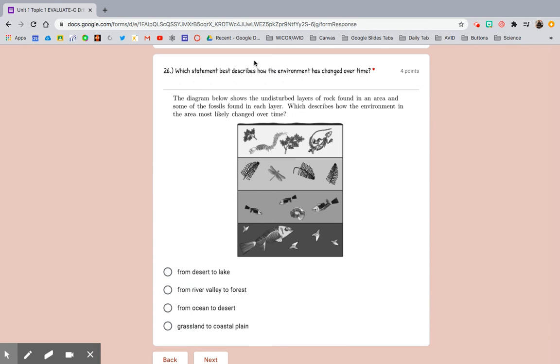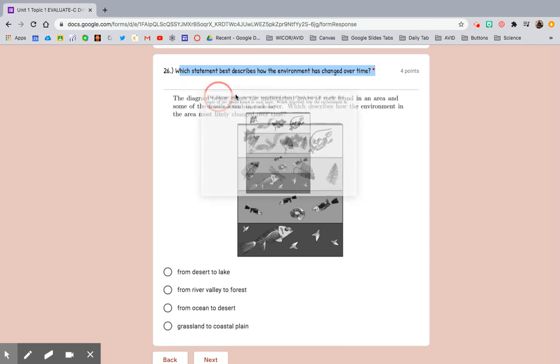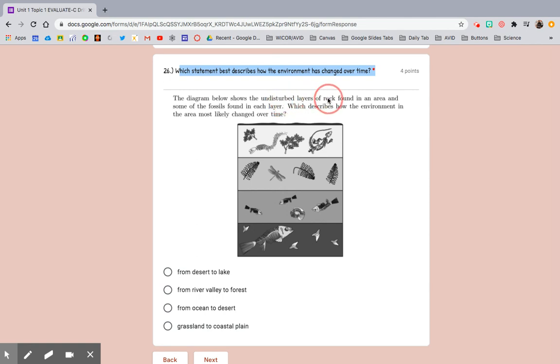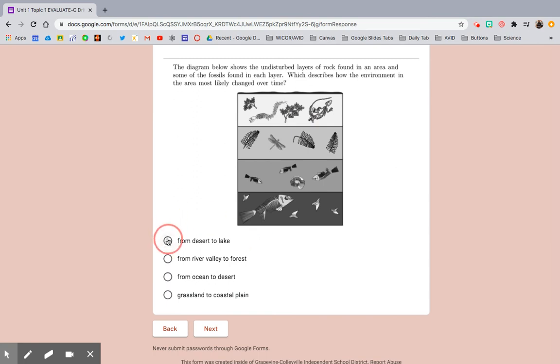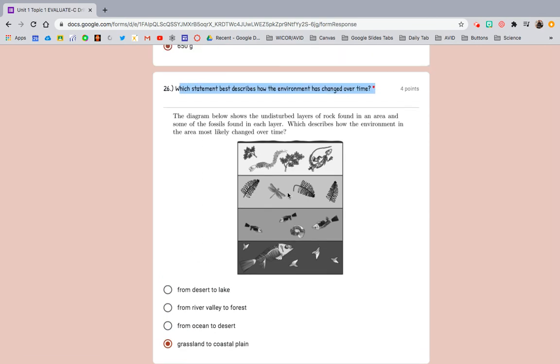Okay, number 26, which statement best describes how the environment has changed over time? So we're going to look at this picture of this cross-section, and the diagram below shows the undisturbed layers of rock found in an area and some of the fossils found in each layer. Which describes how the environment in the area most likely changed over time? So I see fish, then I see plants, and then I see some reptiles. So did it change from a desert to a lake? From a river valley to a forest? From an ocean to a desert? Or from a grassland to a coastal plain? And kind of look at each of those layers.